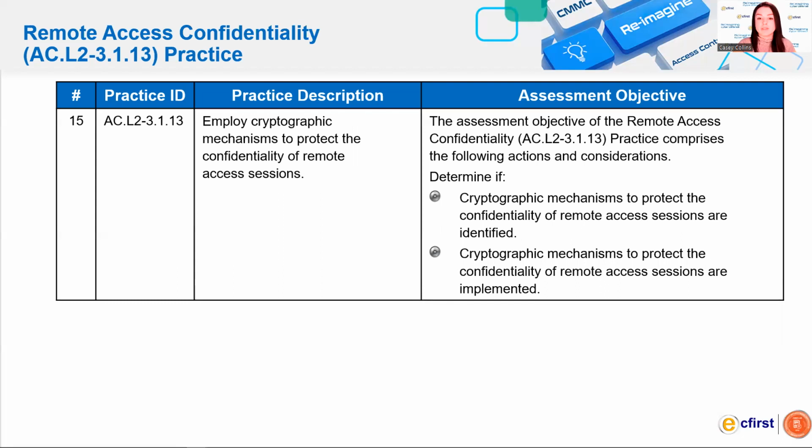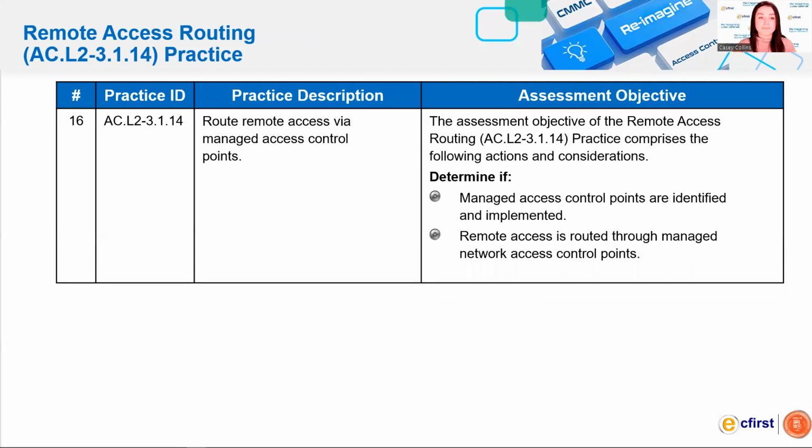Remote access confidentiality. We want to employ cryptographic mechanisms to protect the confidentiality of remote access sessions. So cryptographic mechanisms to protect the confidentiality of remote access sessions are identified and they're also implemented. So you always want to make sure that it's noted what these types of mechanisms are, and then they're also following those policies or procedures that they've written for themselves.